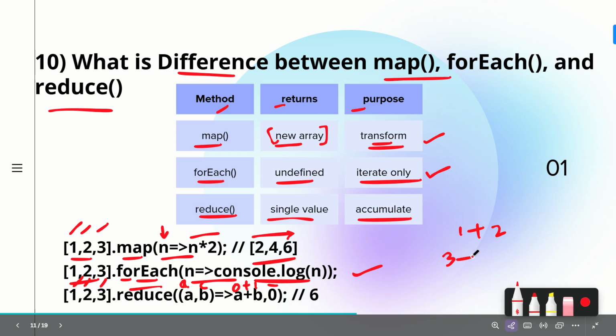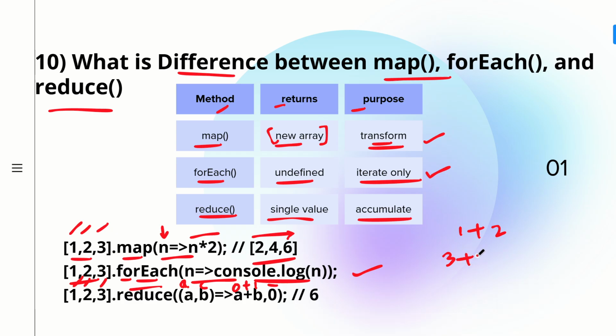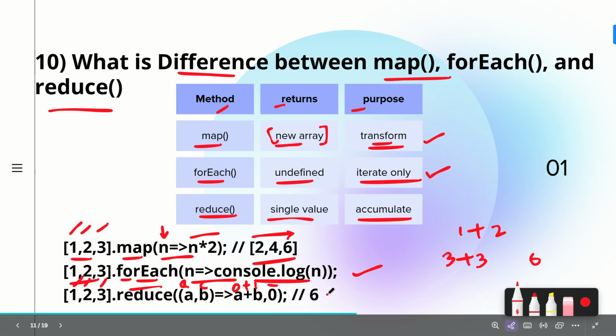3. So 3 plus 3, what is 3 plus 3? It is 6. So what is the answer you are seeing here? You are seeing the answer as 6. This is how your reduce works.